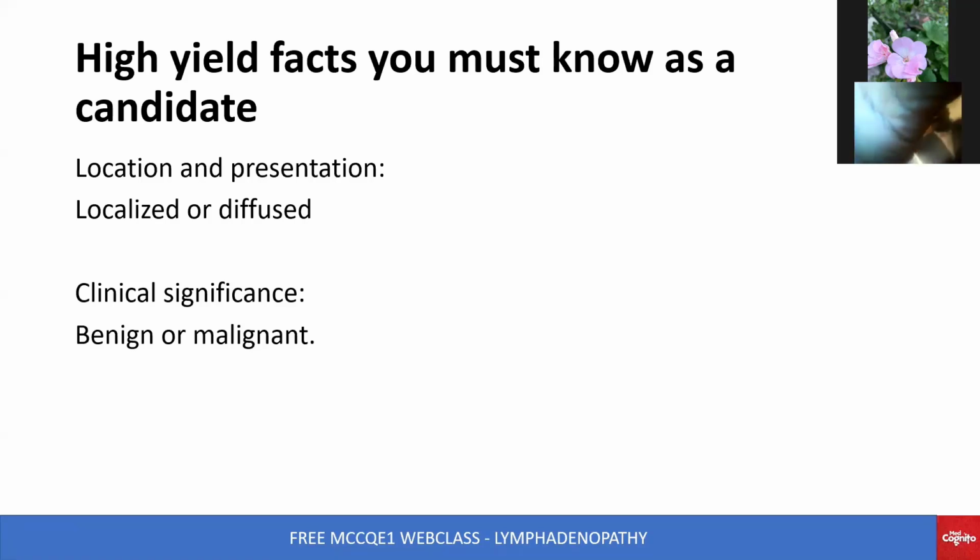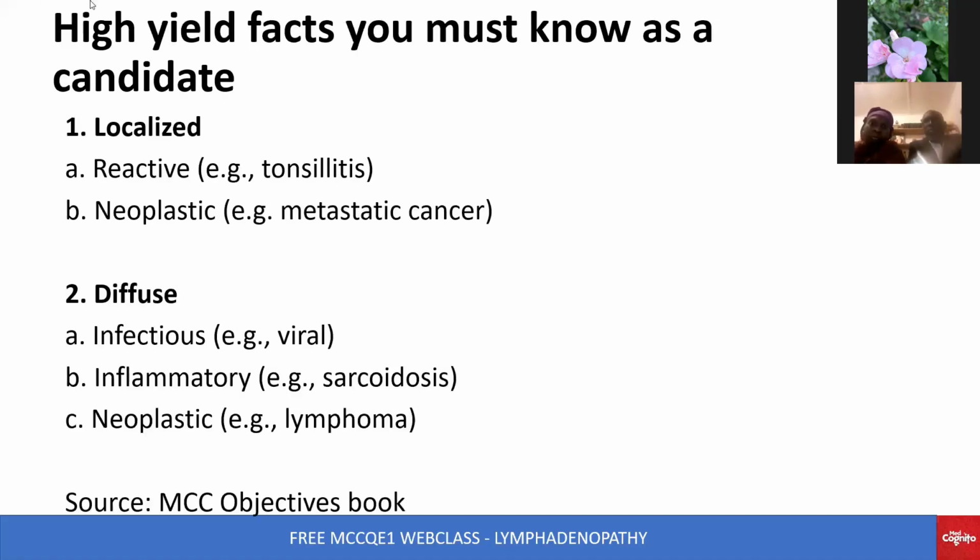And so in your exam preparation, according to the MCC, number one, you've got to know the location and presentation of lymphadenopathy. And so tonight we're going to look at what it means to have localized lymphadenopathy, what it means to have diffuse lymphadenopathy, and what is the clinical significance of benign or malignant lymphadenopathy. Very, very critical. And the high yield facts you must know as a candidate are that lymphadenopathy can be localized or it can be diffuse.